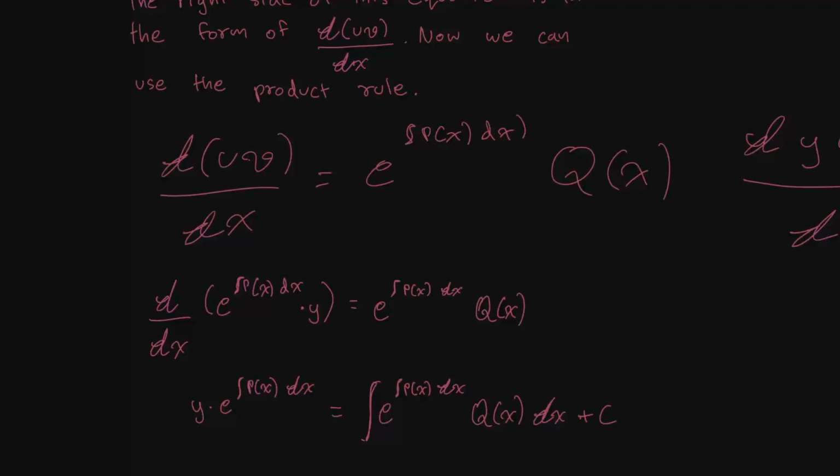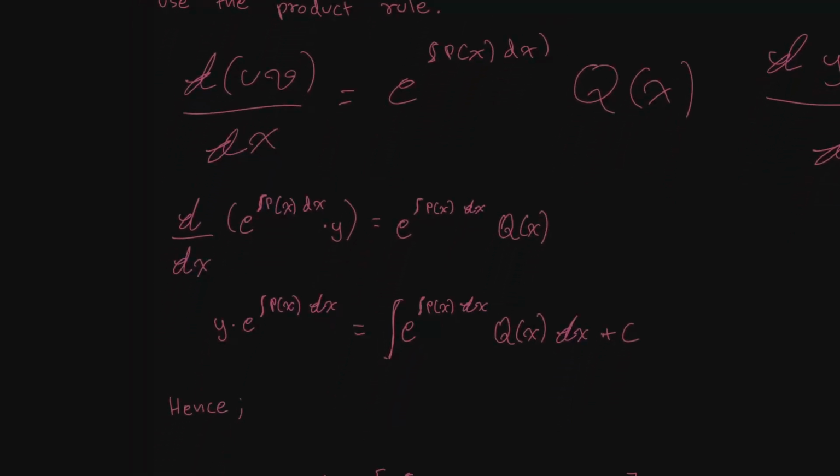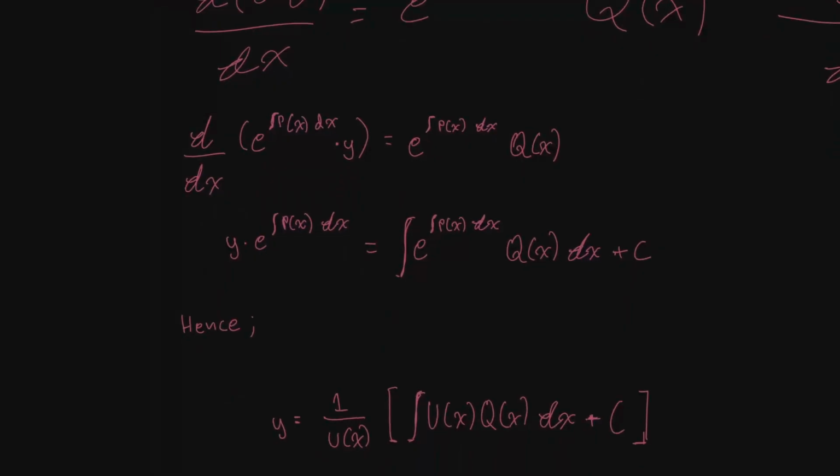plus c. So yes, that sounds like a lot when you say it out loud, but after doing all the steps, it's not that bad. So simplifying that further, you get y is equal to 1 over u of x times integral of u of x q of x dx plus c. And if you're wondering where the u of x came from, we just substituted for our integration factor, which is u of x is equal to e to the power of integral p of x dx. So that's all for this video, and I hope you enjoyed.